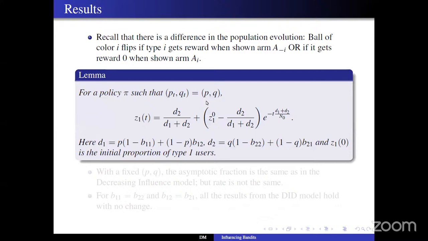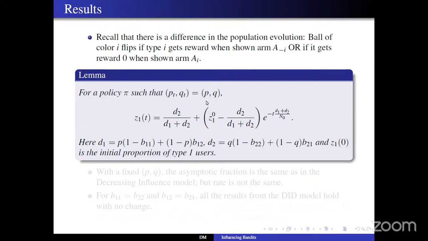Just to remind you again, the way in which the balls flip rather than a ball gets added. So the flipping algorithm is as I say here: a ball of color I flips if a type I customer is being recommended. It's just too long, I don't want to keep repeating that. So you know what I'm doing. If that happens, this is the flipping model.